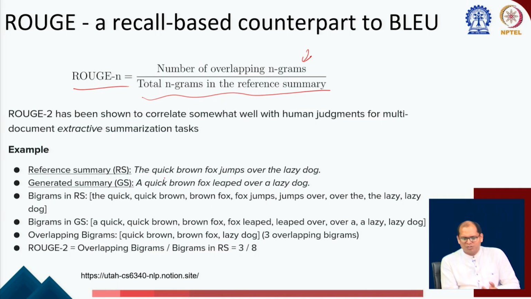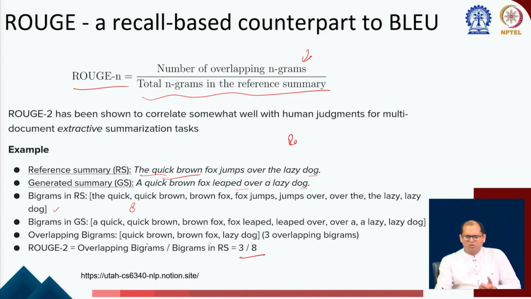So suppose this is your reference summary. The quick brown fox jumps over the lazy dog, and the generated sentence is a quick brown fox leaped over a lazy dog. Right. So what you will do, you will find the bigrams in the reference summary. Okay. So these are your bigrams in the reference summary. You find the bigrams in your generated summary, and you say how many are overlapping. So you say 1, 2, 3 are overlapping out of 8 in your reference summary. So your ROUGE-2 score will be 3 by 8. Right. So that's how you will compute your ROUGE-2.